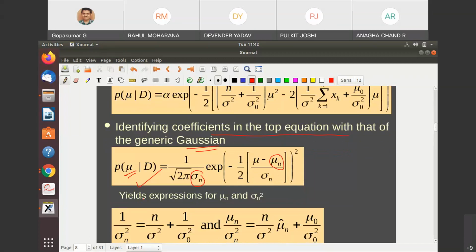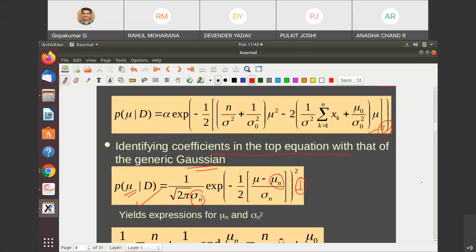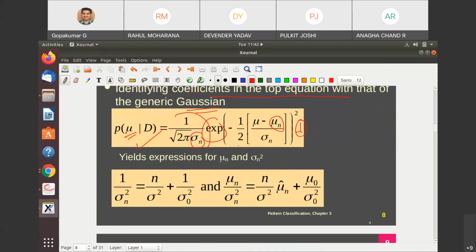If you compare equation 1 and equation 2, here you have alpha, so a few things come into alpha, then exp, then minus 1 by 2. When you make the comparison, you can get expressions for mu n and sigma n square. That means we write 1 by sigma n square is equal to, from just comparing the previous two equations and writing out these terms, something you can easily write down.